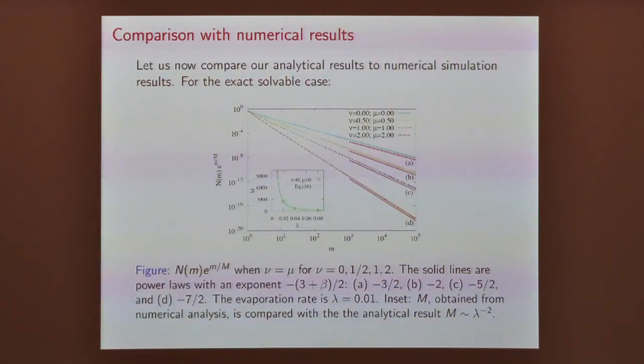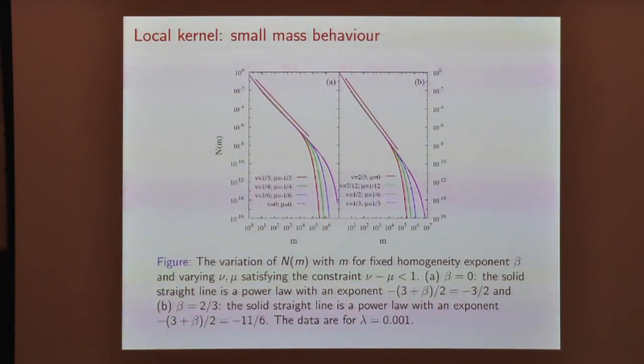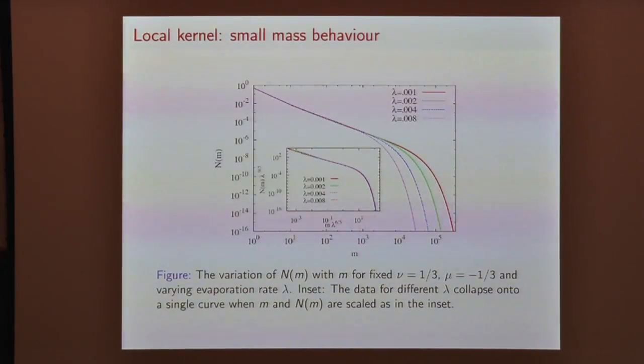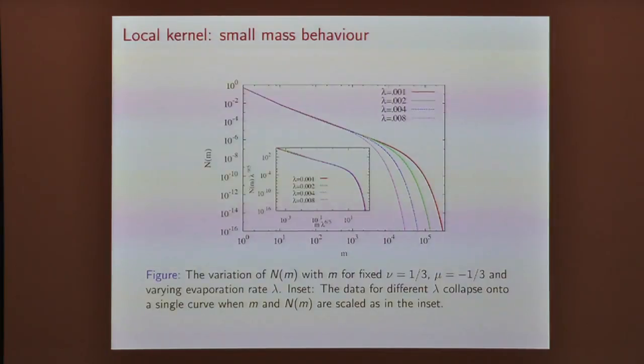Okay, now let me briefly state the numerical results. What we have plotted here is for the exactly solvable case, where we can solve the coupled equation, and here we plotted n_m times e to the power m by capital M, so that we can find the power laws directly. We can see that the power laws correspond exactly to the theoretical finding of -3 plus beta by 2. Also, for the small mass behavior, for the local kernel case, we get the expected power law, and there is scaling. This is the plot of the scaling function. There is a collapse of the data for the small mass case and the local kernel.